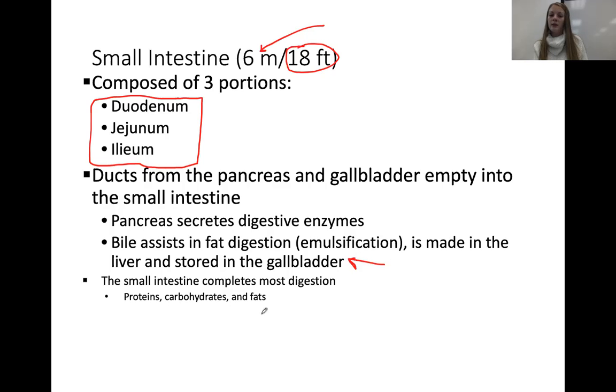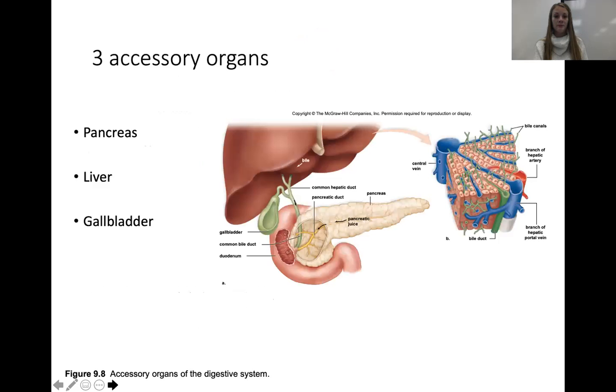The small intestine completes most of the digestion of the proteins, carbohydrates, and fats. So it took this long for us to get to the digestion of fats. The first thing we were trying to digest were those carbohydrates. Protein digestion starts in the stomach, and the fats start with the pancreas and the liver.